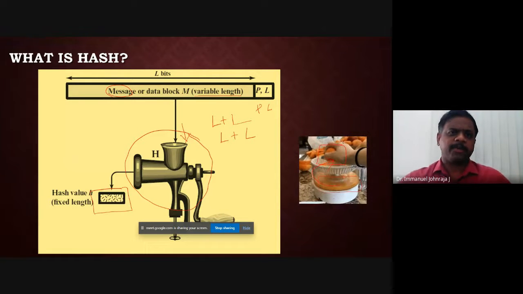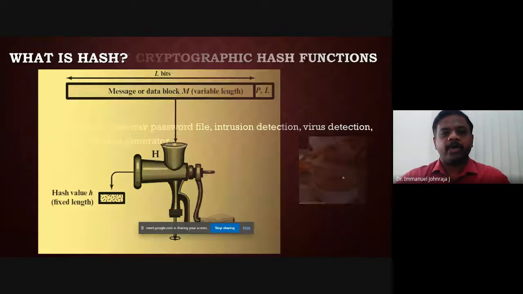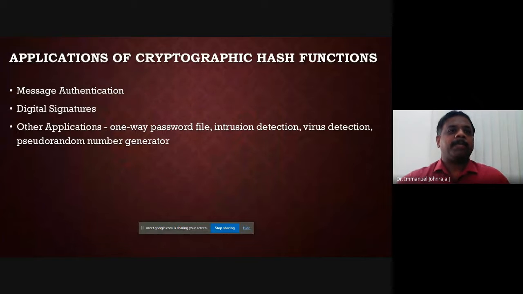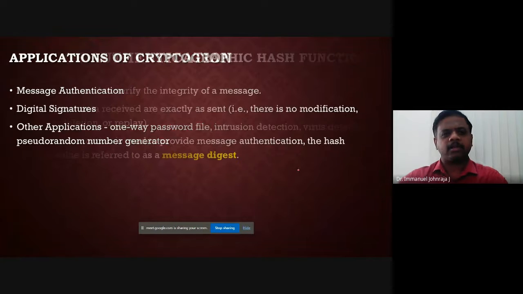Now it's time for us to know where we are going to apply these hash functions. Are they really useful? Yes, they are really useful. We have a few slides to talk about that. So, applications of cryptographic hash functions. We are going to know a little more detail about message authentication and digital signatures, and then the other applications. There are three things, but two you should mandatorily remember. One is message authentication, the other is digital signatures. So let's talk about them.